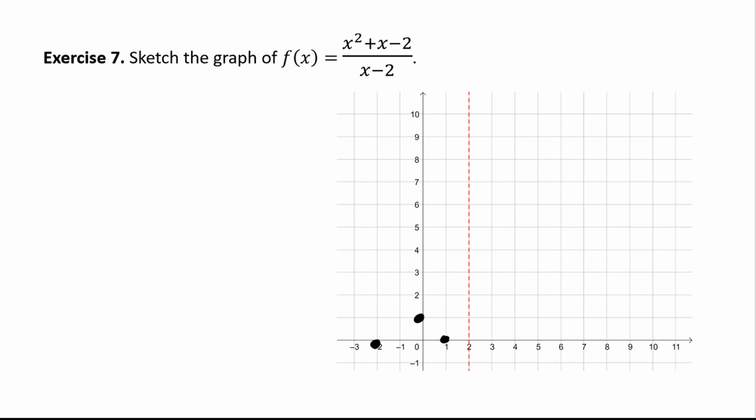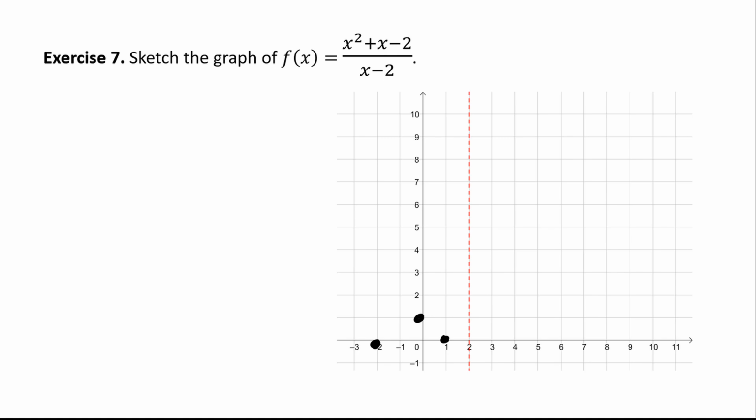Continuing. Now, we know there's no horizontal asymptote. We found one vertical asymptote. This is a very special form of a rational function. That is, the degree of the numerator is bigger than the degree of the denominator by exactly 1. And that tells us we have a slant asymptote.